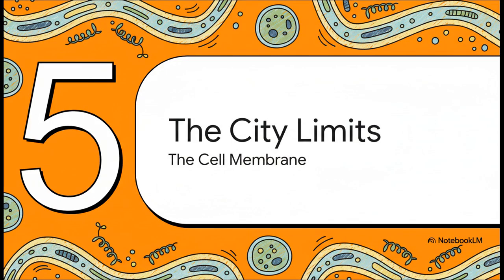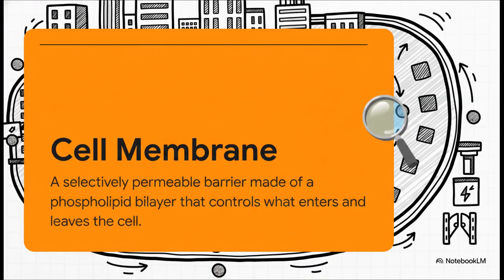For our final stop on this tour, we're heading to the city limits, to the highly intelligent, incredibly dynamic border that we call the cell membrane. Now, this is not just some simple wall. The cell membrane is a sophisticated, selectively permeable barrier. That's just a fancy way of saying it's the ultimate bouncer. It meticulously controls every single thing that comes into the city and everything that leaves, making sure the environment inside is always just right for life.